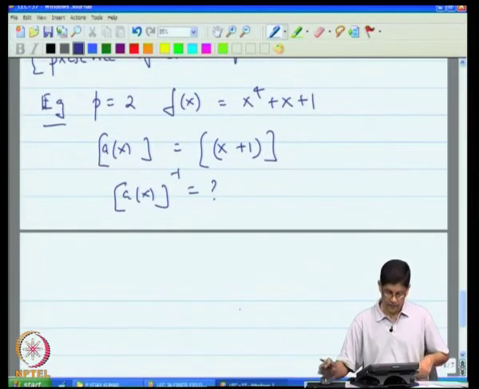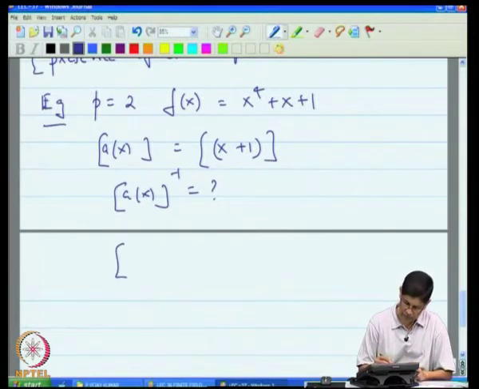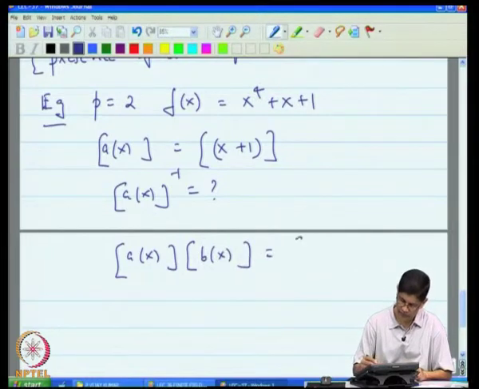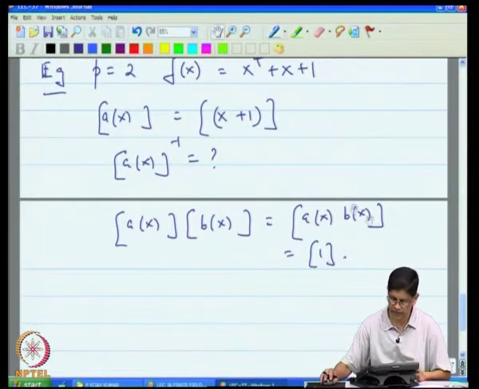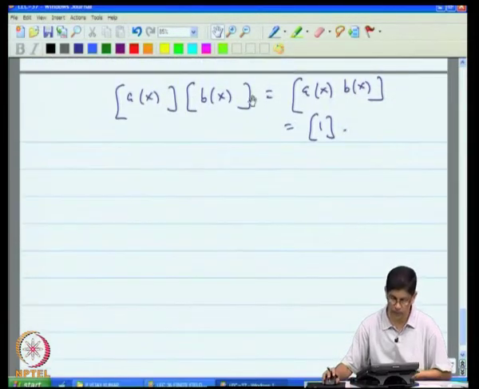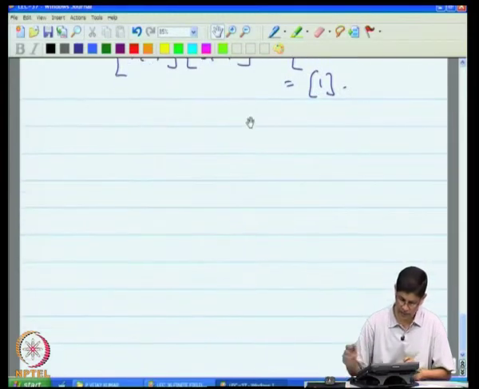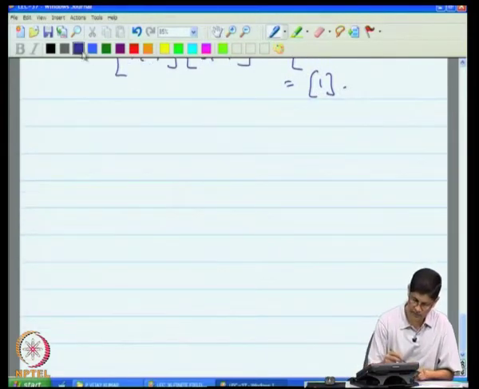The inverse of this means that we are looking for an equivalence class b of x such that a of x times b of x is equivalent to 1. That means we are looking for a second polynomial b of x such that when you multiply a of x times b of x, the difference between that polynomial and 1 is divisible by f of x. So here we call upon the extended Euclidean algorithm, which we discussed some time back.